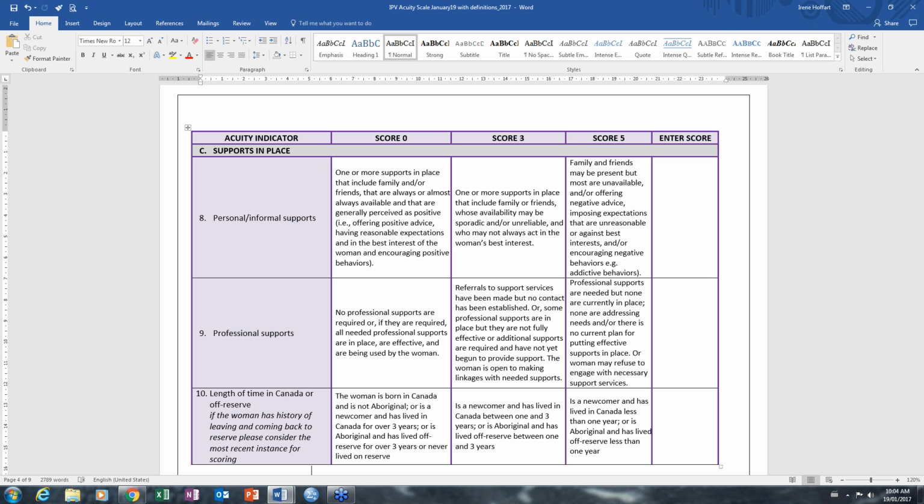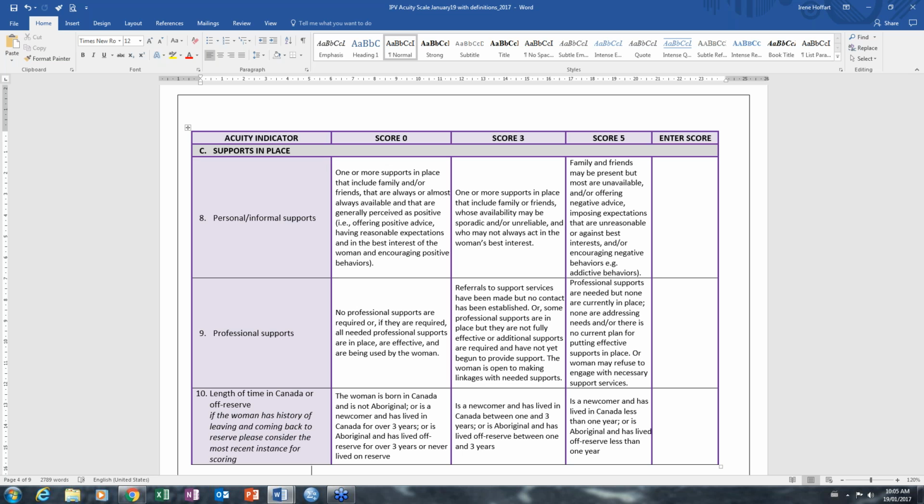The time off reserve is a little bit complicated because we know women can come and go to reserves. So when we see that, what we'd like you to do is look at the most recent time she left the reserve. She might have left a year ago, or most recently 3 years ago, but there might have been other times that she had left and come back. So that's important to remember.